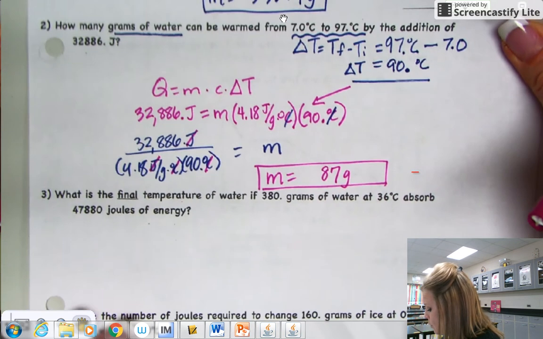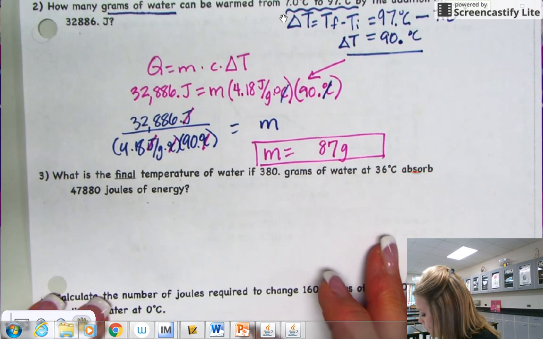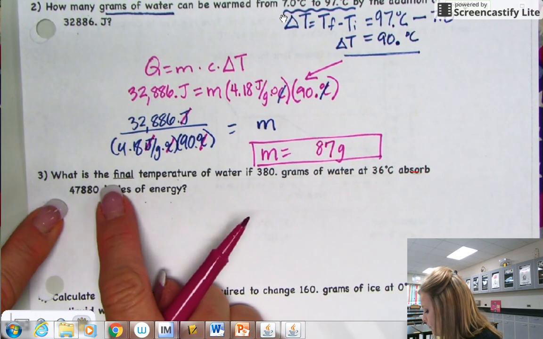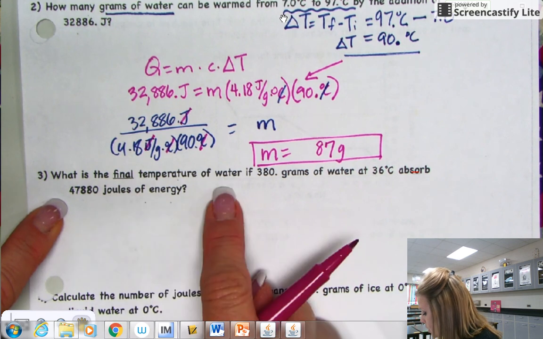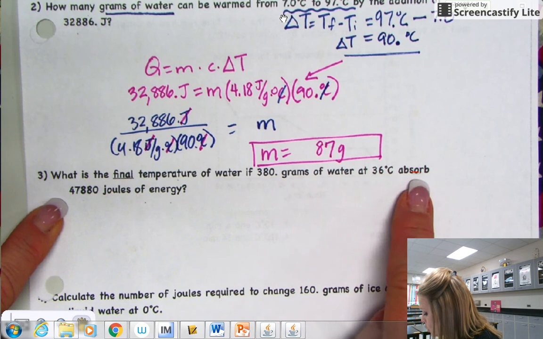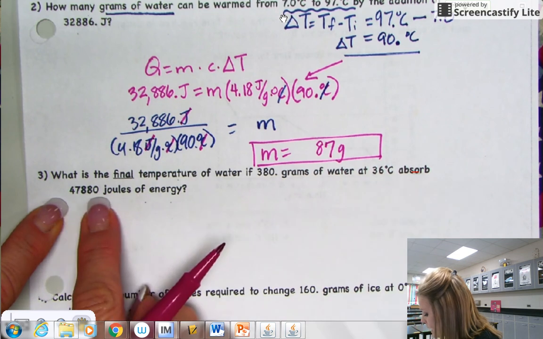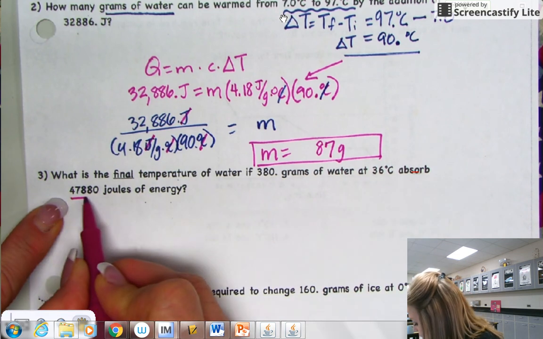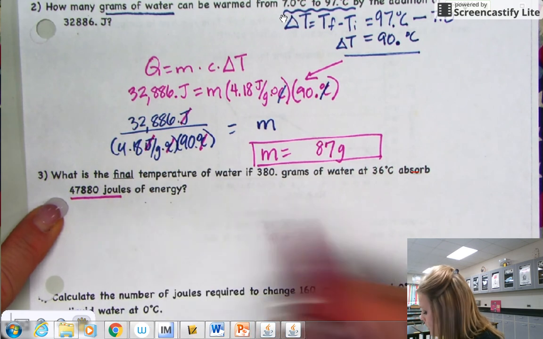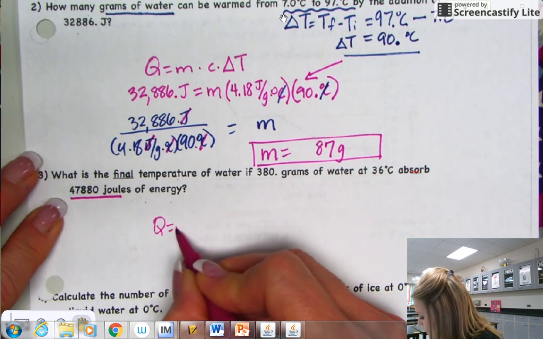Fantastic. All right, let's look at number 3. I'm not going to do this one with you completely, but just to talk about which formula. It says, what is the final temperature of water if 380 grams of water at 36 degrees Celsius absorb 47,880 joules of energy? So let's identify some things here. Okay, it wants the final temperature, so it means there's a temperature change. So we're going to be using Q equals MCΔT.